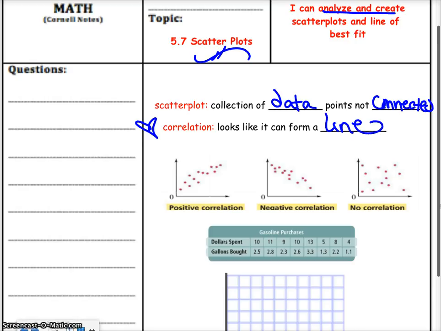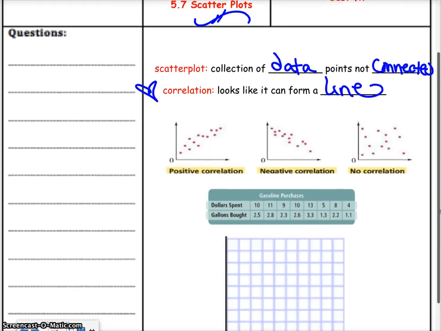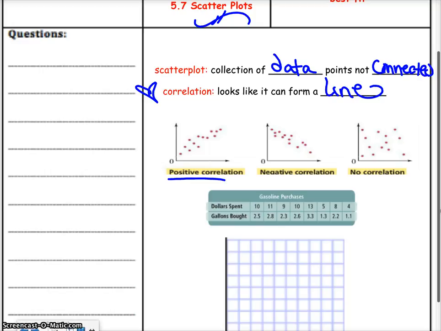So here are the different types of correlations you can have. You can have positive correlation: it looks like the line is increasing. You can have negative correlation: it looks like it's decreasing. Or they could not be related at all, and you would say no correlation. Can you see the difference? Looks like a line. Looks like a line. It's all over the place. Can you visualize that? Line, line. There's no way you can draw a line when they smush together.